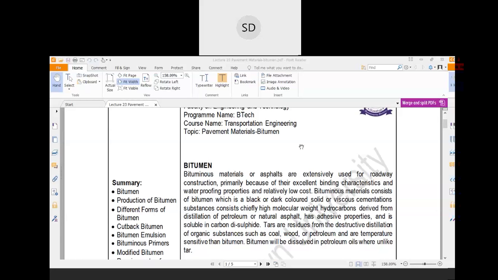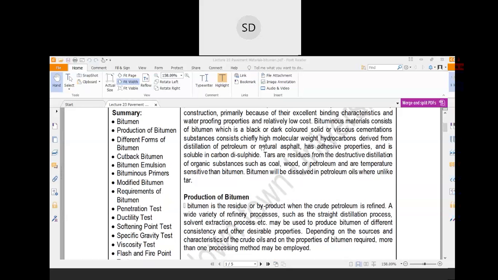Now, the main point is how the bitumen content is extracted. Basically, bitumen is the byproduct of petroleum. Whenever petroleum or crude oil is distilled, the byproduct is basically the bitumen. That is a black, sticky material. That is bitumen.